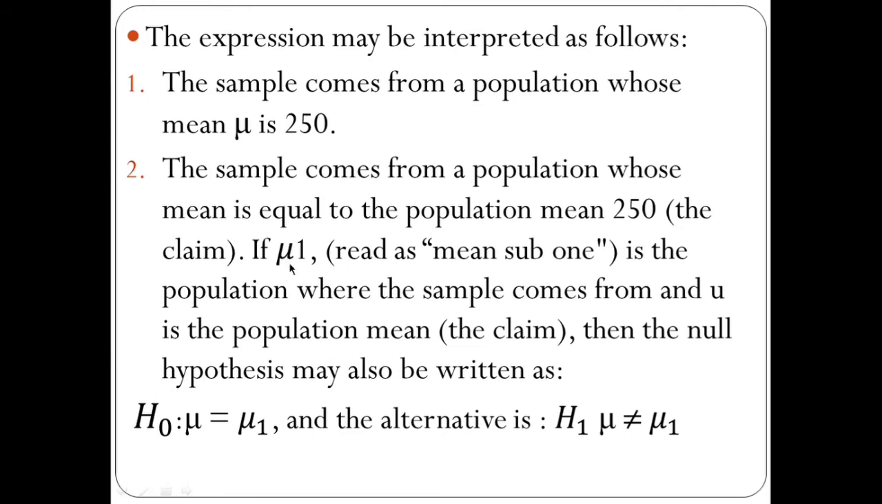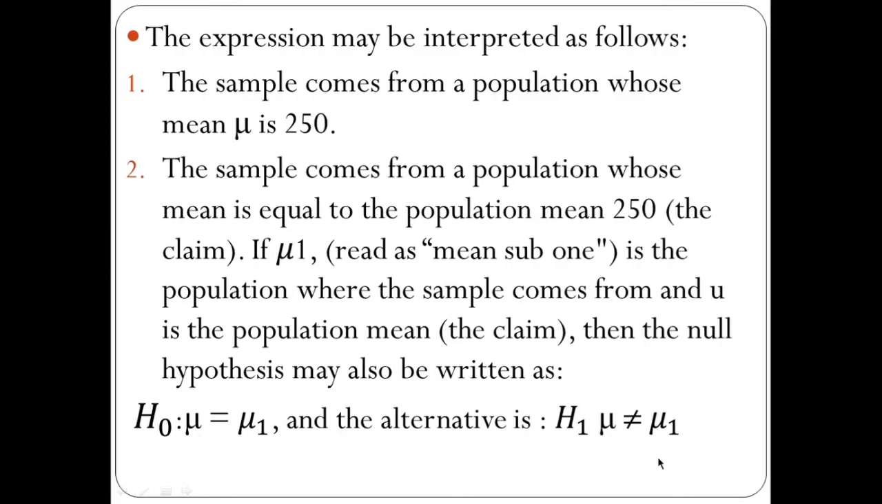So read as mean sub 1 is the population where the sample comes from, and mean is the population mean or the claim. So then the null hypothesis may also be written as, okay? So yung kanina class, yung null hypothesis din yun. Pwede din natin na isulat yung null hypothesis as H sub O is to mean equals mean sub 1.